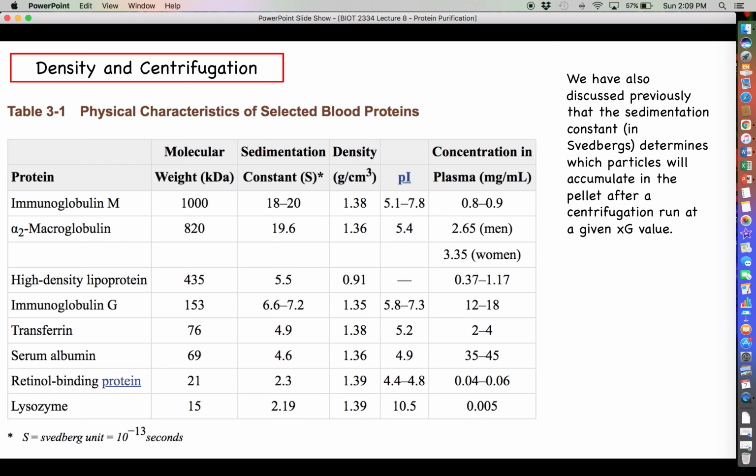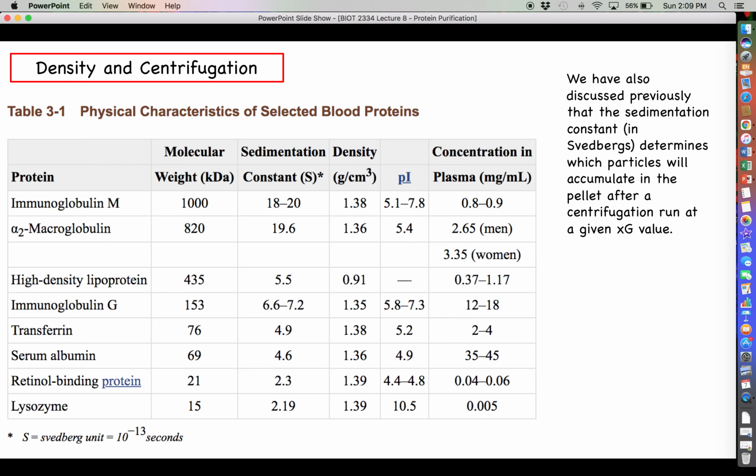So you'll notice that most of the proteins on this list, with the exception of the high-density lipoprotein, have a pretty consistent density, somewhere in the neighborhood of 1.35 to 1.40 grams per cubic centimeter. So they all have fairly consistent densities.